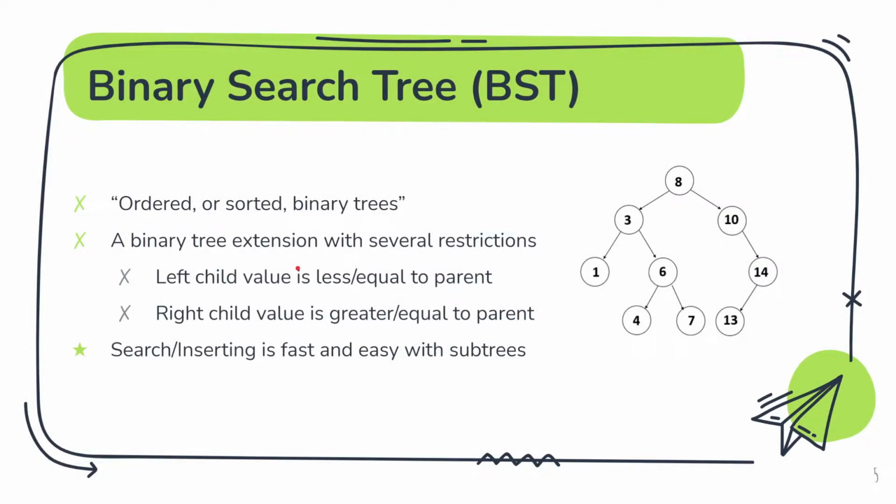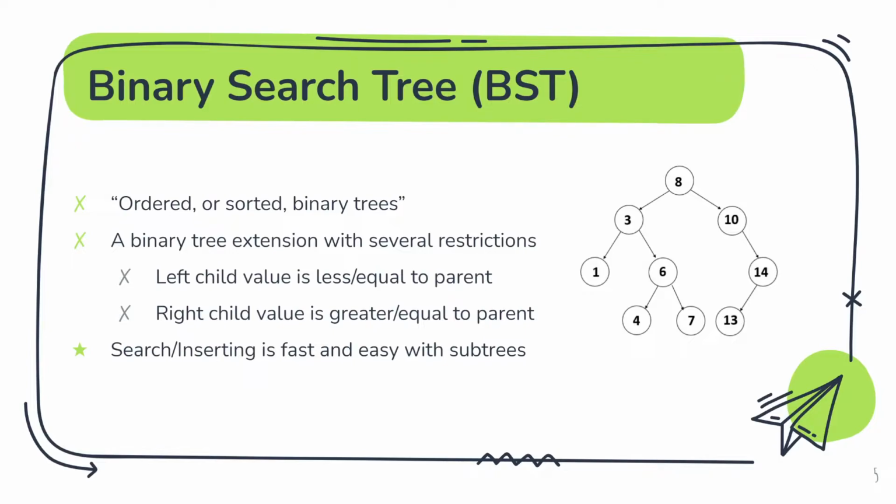To start off with the most simple derivation, we have a binary search tree here, also known as a BST. You can think of a BST as a binary tree with several restrictions, such as the left child having to contain a value that's less than or equal to the parent value, and the right child having to contain a value that's greater than or equal to the parent value.